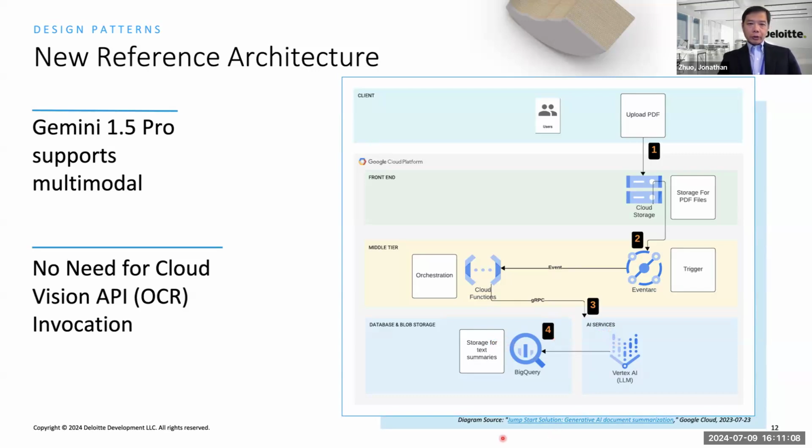You can see originally there were six steps to do the document processing. Now it's down to four because of the new capability of Gemini 1.5, multimodality. This reference architecture is significantly simplified.